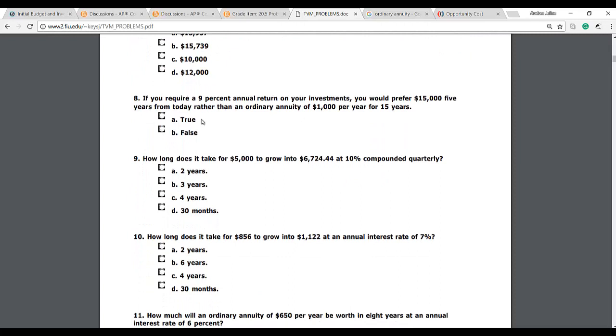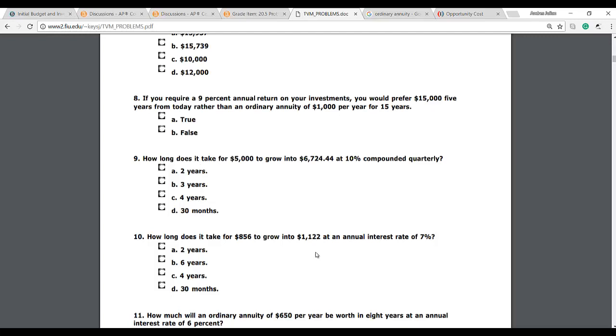Okay, now let's look at number 8. If you require a 9% annual return on your investments, you're saying that you require that you get in return 9% of whatever you invested. This is something that is done very regularly in business, where you want some percentage at the end of the year to decide if your business is viable or not. Now the question is, would you prefer $15,000 5 years from today rather than an ordinary annuity of $1,000 per year for 15 years?